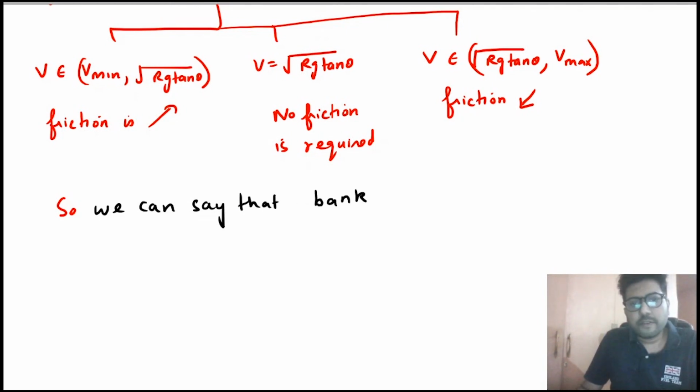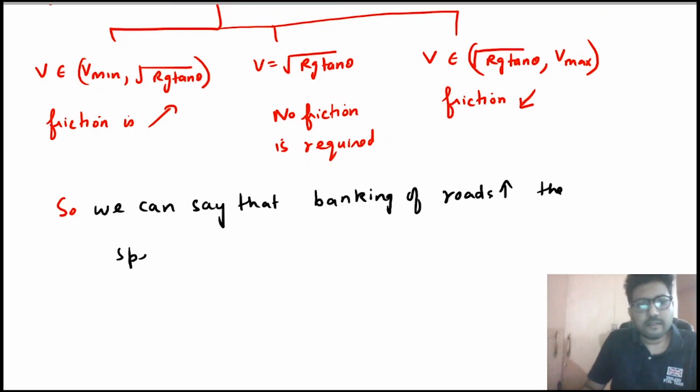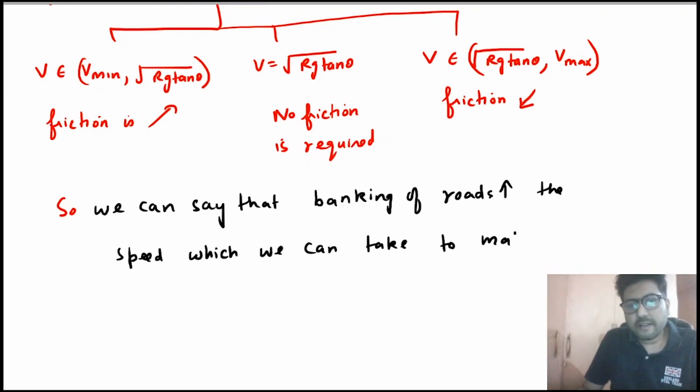Okay, so we can say that banking of road increases the speed which we can take to make a turn and increase road safety.